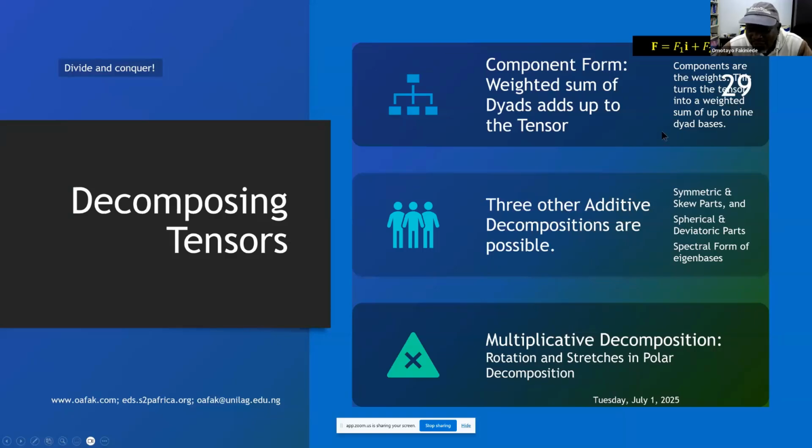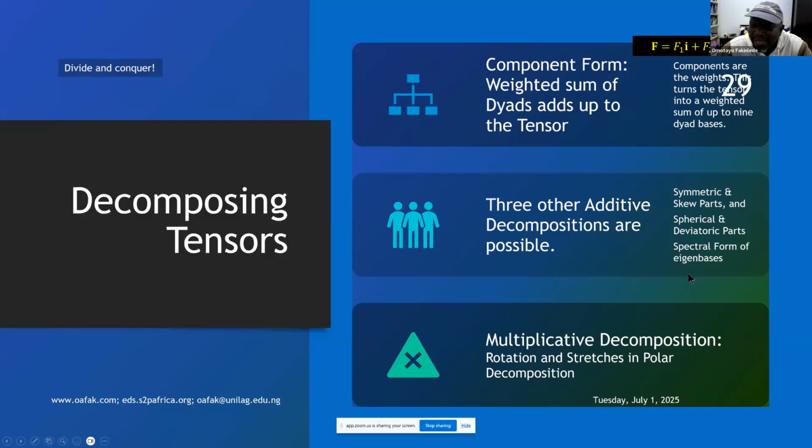Now, we have talked about the component form. There are 3 other additive decompositions apart from the component form we looked at. We can break a tensor into symmetric and skew parts. That is another additive decomposition. We can also break a tensor into spherical and deviatoric parts. That's another additive decomposition. We can break a tensor into a spectral form called eigenbasis. That is still a 3rd method. Each one has its own very, very important use.